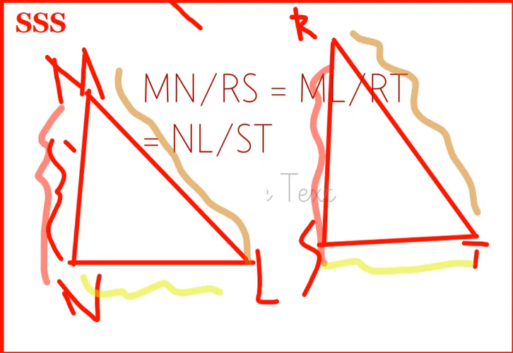The order of letters for similar triangles is very important. Always label similar triangles in corresponding order. So both similar and congruent triangles should be labeled in corresponding order, as I explained in the previous slides.